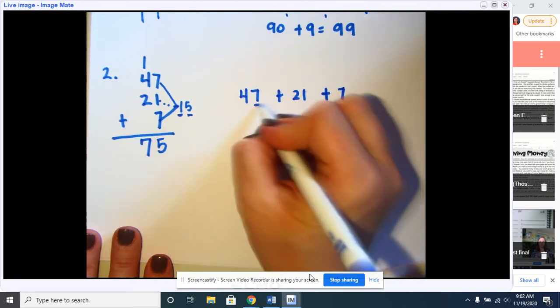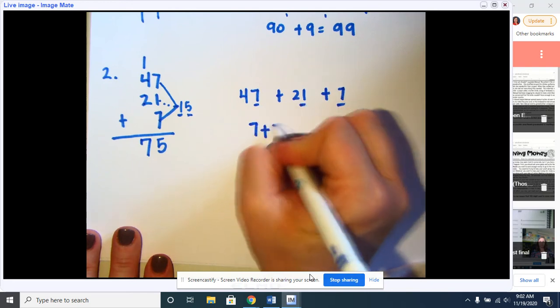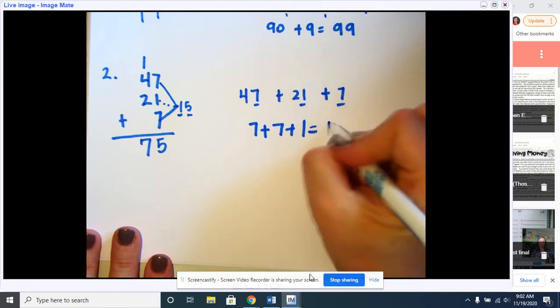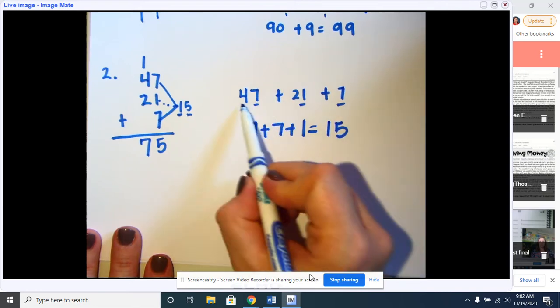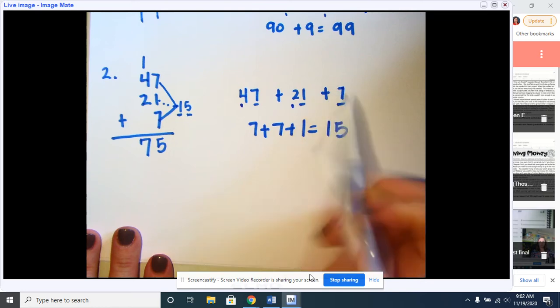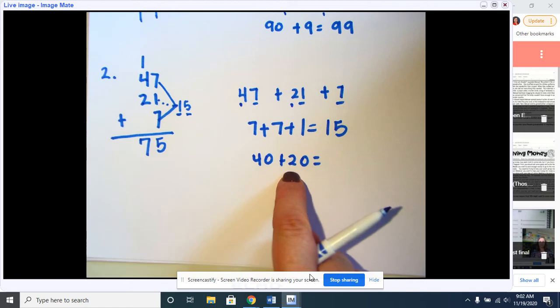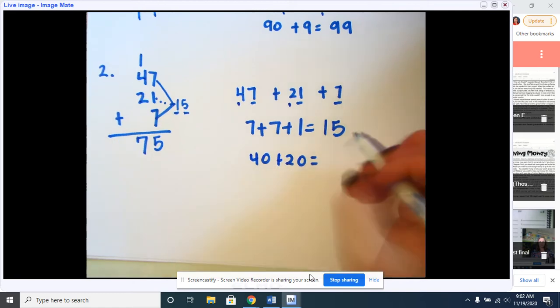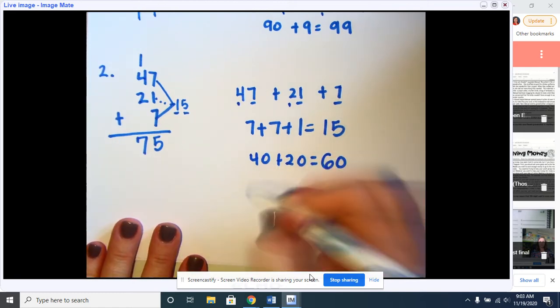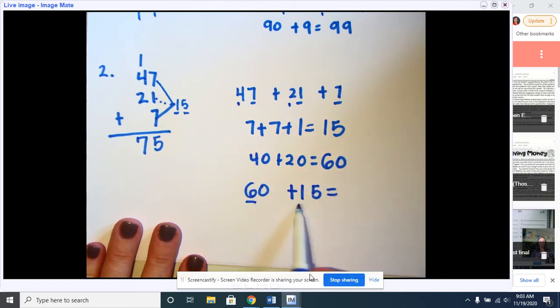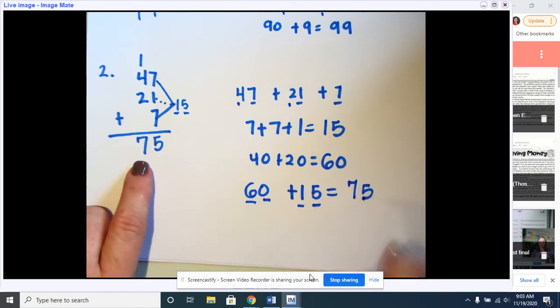Let's try it with tens and ones and see if we get the same thing. I'm going to write 7, 7, 1. 7 plus 7 is 14, plus 1 more is 15. Then 40, 20, and no more tens. So 40 plus 20. Remember, if I know 4 plus 2 is 6, I know that 40 plus 20 is 60. Then I'm going to add 60 plus 15. 60 and 10 is 70. 0 and 5 is 5. So I got the same sum, or answer, in both problems.